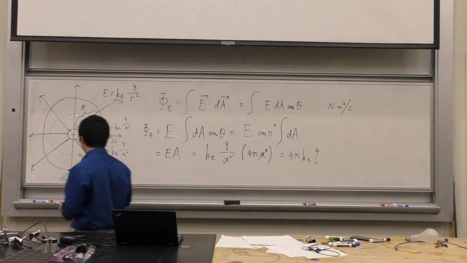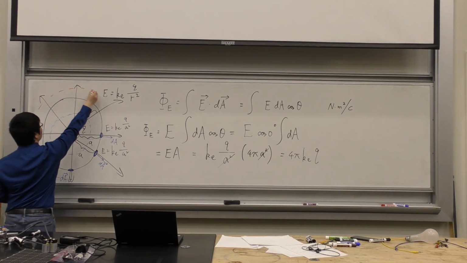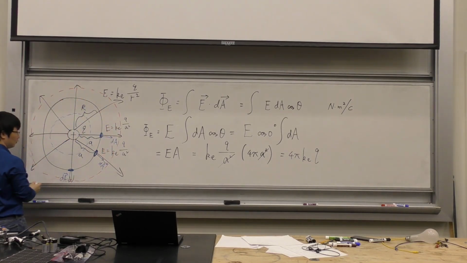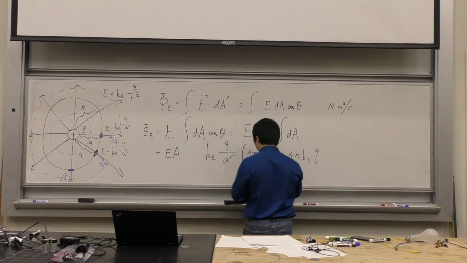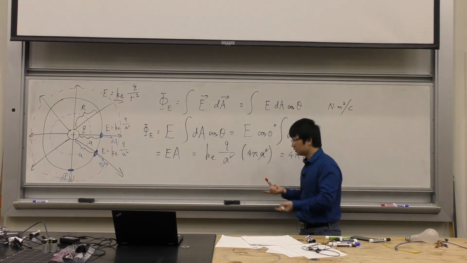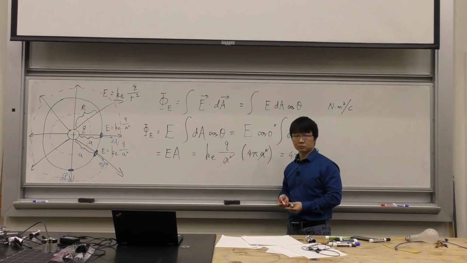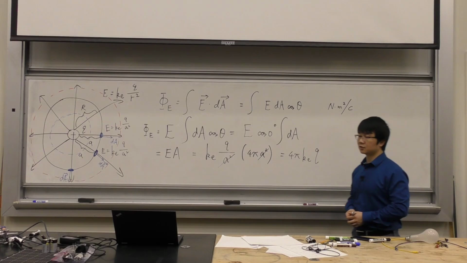Even if you draw a larger one, say I draw another surface like this, still a spherical surface with the charge right at the center, I want you to calculate the flux through the spherical surface. You will still repeat every step. Now you're going to plug in two large radii, but it doesn't matter. This one and this one are going to cancel. They still cancel, and you still get this. So this is a very nice conclusion.